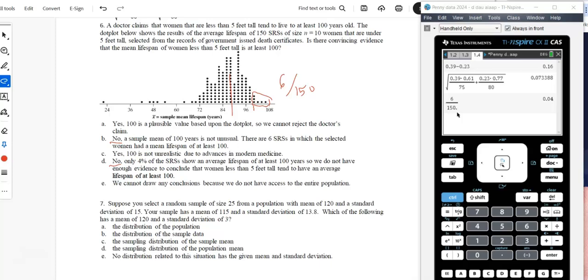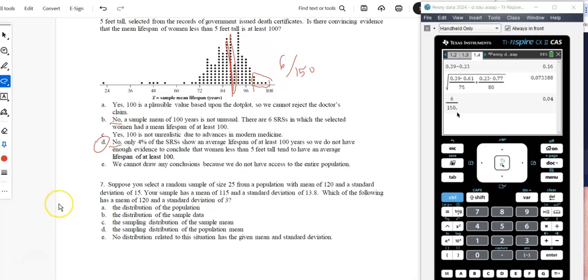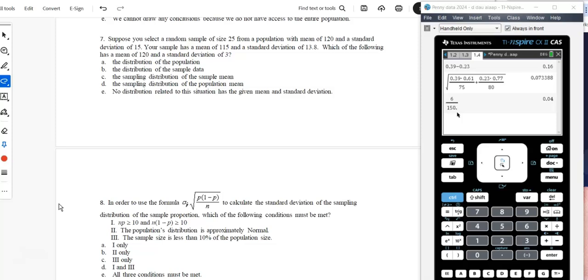So I don't think we have enough evidence, right? We need to see more folks who live over 100 in this case. I know you're used to saying less than 5% is always convincing evidence, but we don't have convincing evidence they're living more than 100. In fact, it seems like the mean would be more in the 90-ish neighborhood. So definitely not 100 or more. So I think it's C. That's tricky. You get those sometimes.